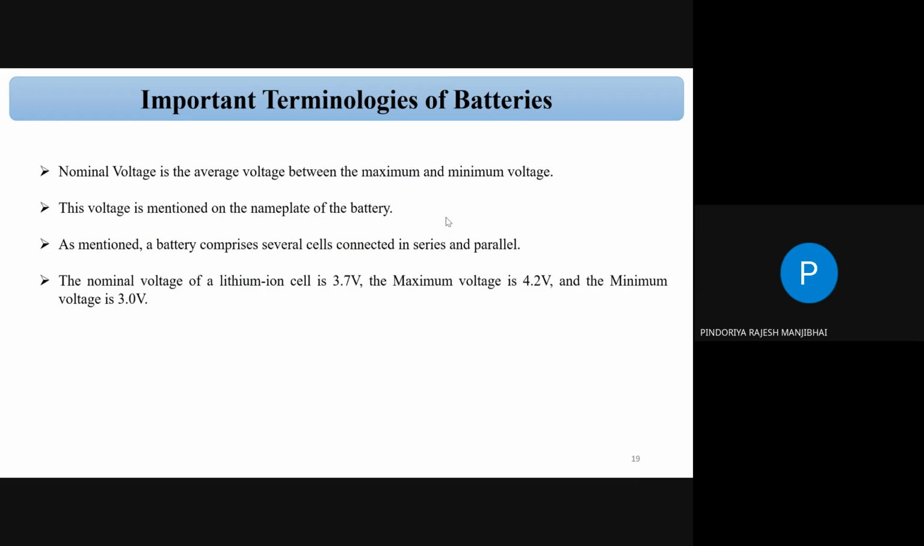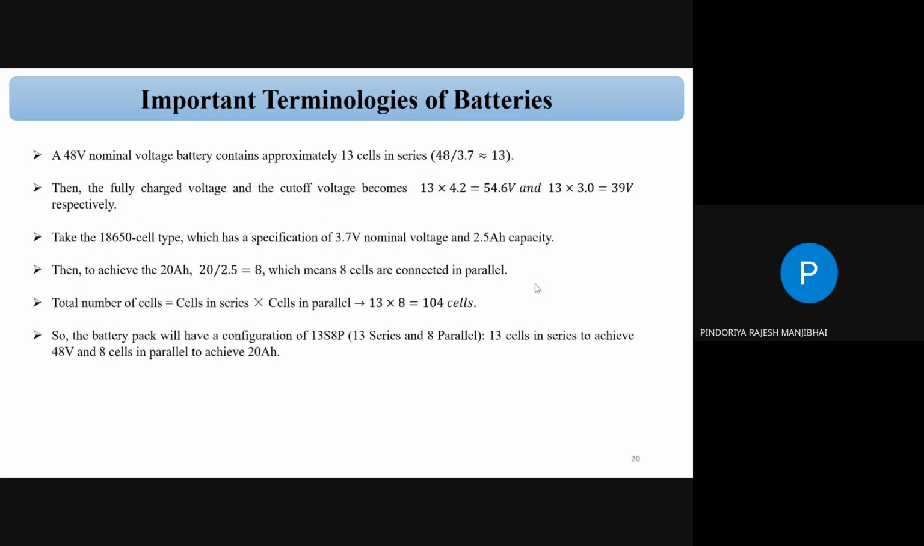Lithium ion battery is 3.7 volt nominal, and the maximum voltage is 4.2 volt. That is for a different battery; that is a different voltage. Suppose it's a 48 volt nominal voltage battery containing approximately 13 cells in series. That is the nominal battery voltage. Correct, it is not the cell voltage.